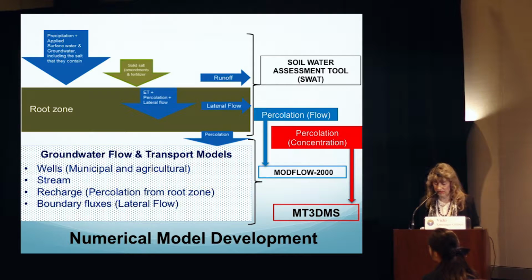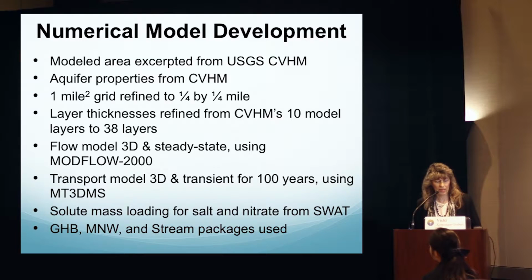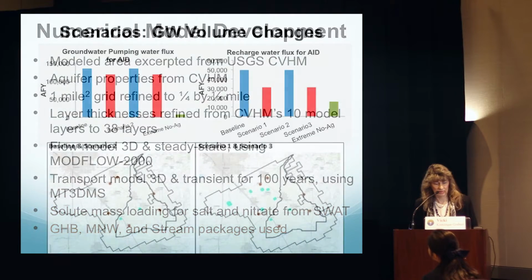So there are some things to think about in other applications where there might be other modeling approaches utilized on top of these. The numerical model was based on the US Geological Survey Central Valley Hydrologic Model. As a starting point, we used the aquifer properties from CVHM. We refined the grid from a 1 mile grid to a 1/4 mile by 1/4 mile. The layering went from CVHM's 10 model layers to 38 layers. We were looking to track the salt and nitrate on a very fine scale across this study area. We also used the flow model as a steady state model with MODFLOW 2000, and then applied the transport model with MT3DMS. And then there were other MODFLOW packages utilized as well.